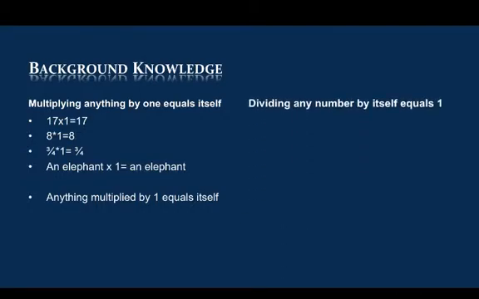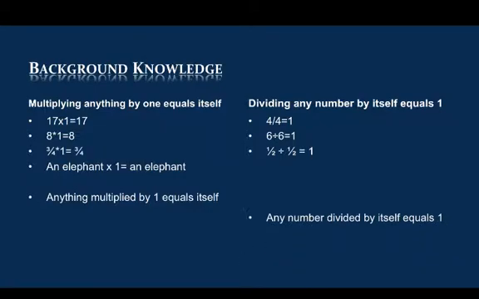Similarly, dividing any number by itself equals 1. 4 divided by 4 equals 1. 6 divided by 6 equals 1. 1/2 divided by 1/2 equals 1. Any number divided by itself equals 1. This is important information to know as we get into what the Big One is and what it does.